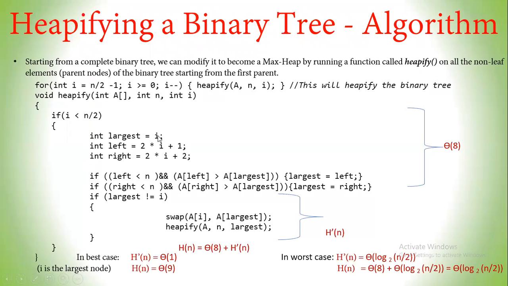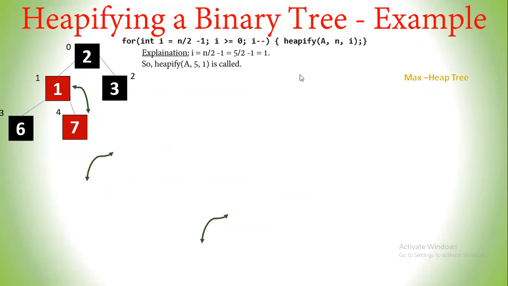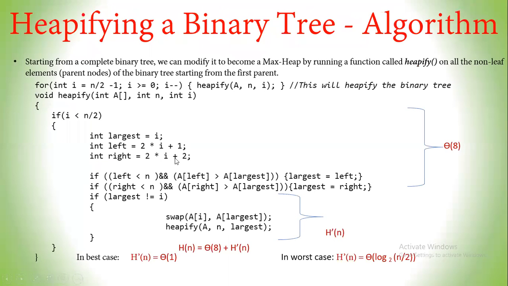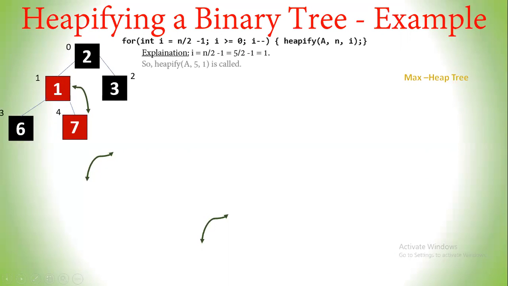Next, largest will be set as i. Here i is equal to 1, so largest is set as 1, this index. Next, the left child will be 2i plus 1 and the right child will be 2i plus 2. What will be the left child? 2 into 1 is 2, 2 plus 1 is 3. And the right child is 2i plus 2, so the right is 4.